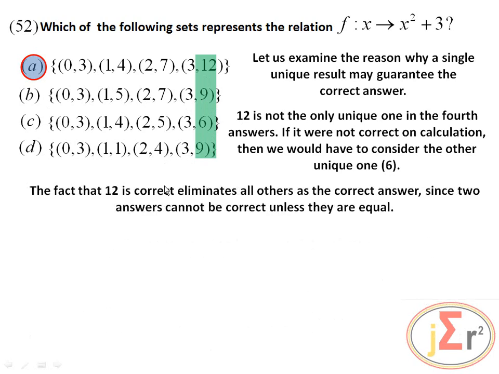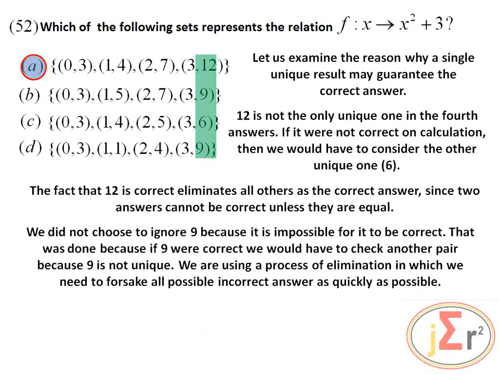The fact that 12 is correct eliminates all others as the correct answer. How so? Since two answers cannot be correct unless they are equal. We are sure that 12 is correct. Therefore, since 12 is correct and it is not equal to all of these, we are sure that the only correct option is A. And that's all there is to it.